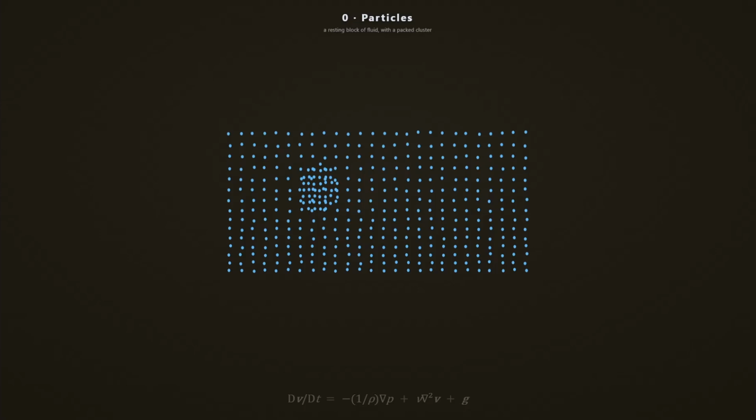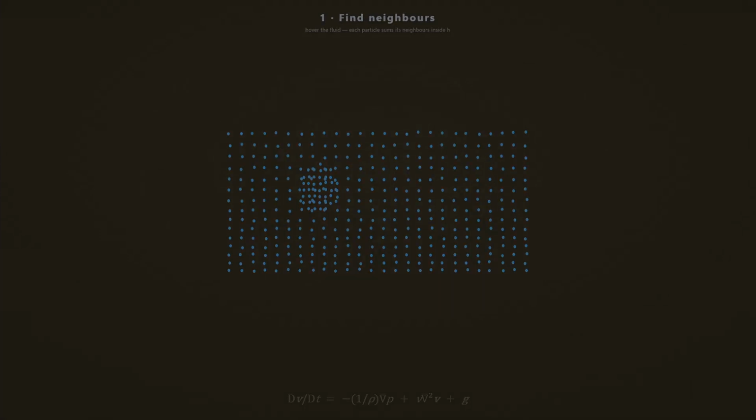The whole simulation is just one loop, right? And that loop has 5 steps. Well, it depends a little bit on the implementation, but generally it's 5 steps. So let's take them one at a time. Step 1, finding the neighbors.